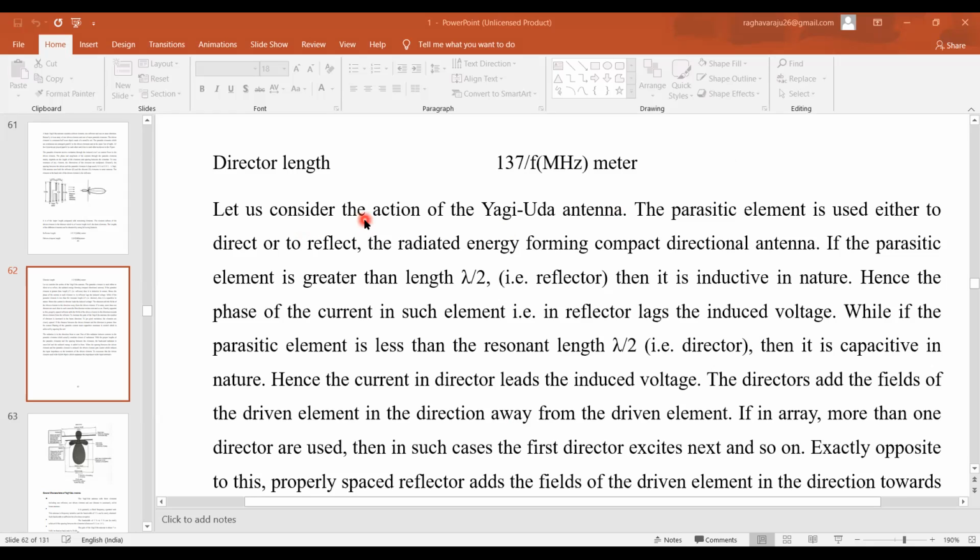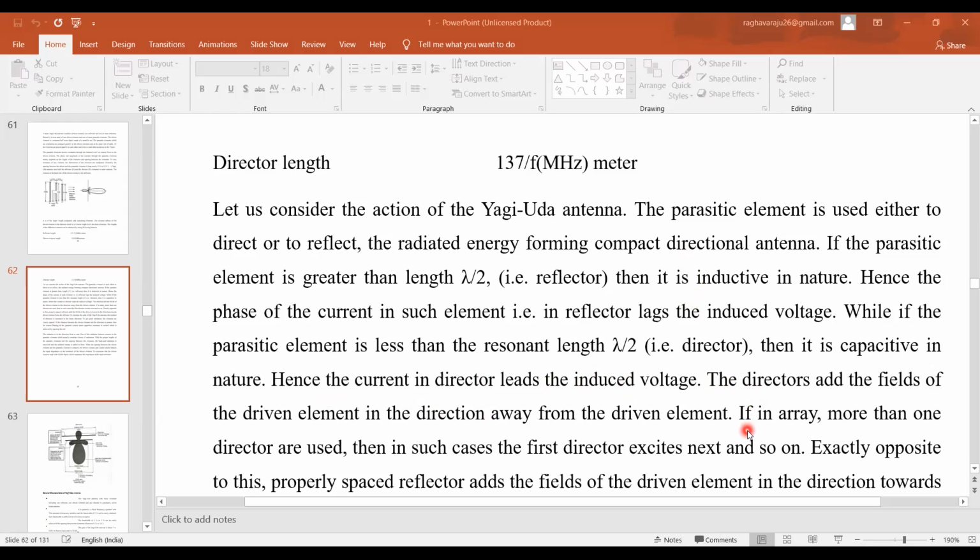So let us consider the action of this Yagi-Uda. If the parasitic elements are less than resonant length, then they are capacitive in nature. Hence the current in the director leads the induced voltage. So the director adds the field of the driven element in the direction away from the driven element.